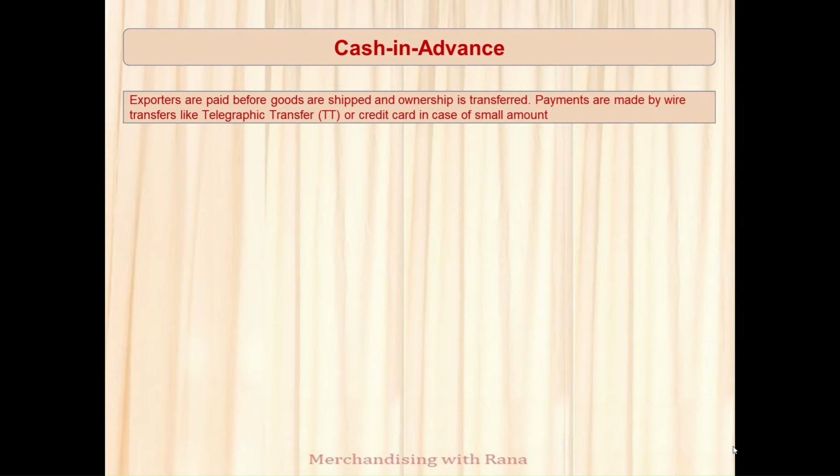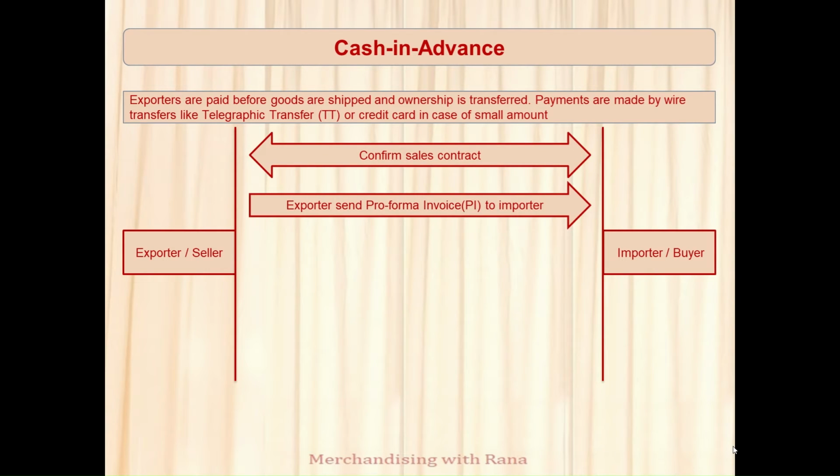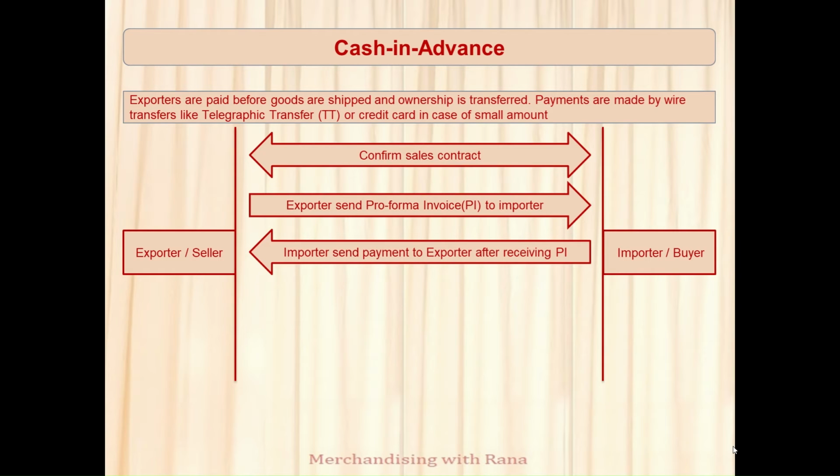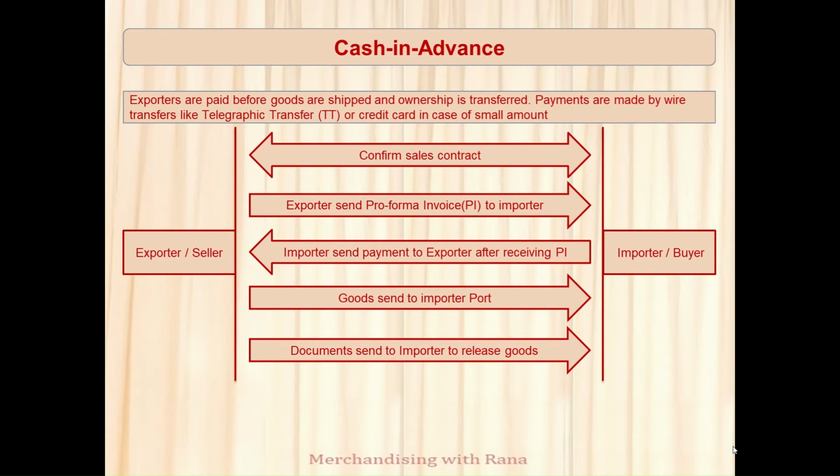Cash in advance is totally opposite to the open account. The exporter is paid before goods are shipped and ownership is transferred. Payments are made by wire transfer like telegraphic transfer or TT, or credit card in case of a small amount. Again there are two parties. The sales contract is confirmed, the exporter sends a pro forma invoice to the importer, and the importer sends the payment against this pro forma invoice. Then goods are sent to the importer's port with the documents. Getting these documents, the importer can release the goods from their port.